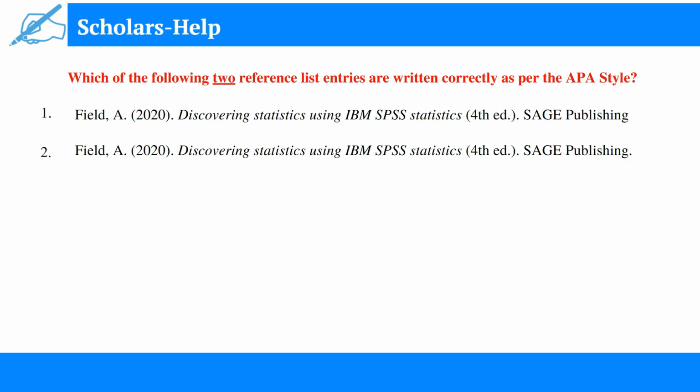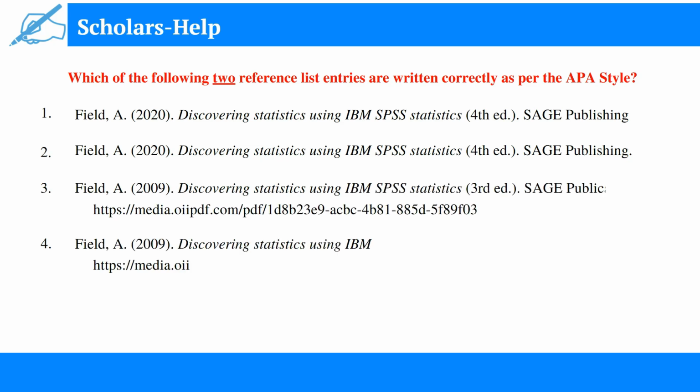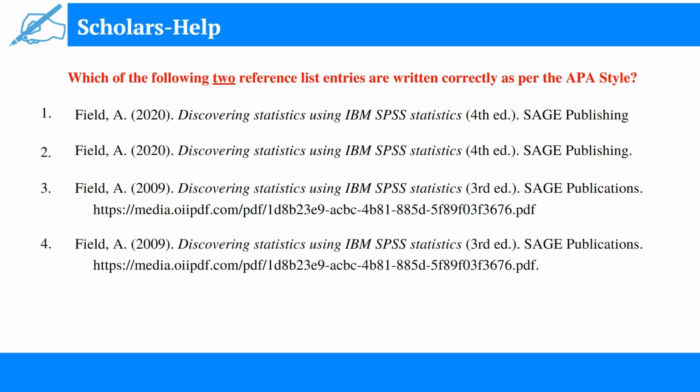Okay? Next, see the 3rd and 4th entries. These are also the same, that is, field A is the author. The date is 2009. Discovering Statistics using IBM SPSS Statistics, 3rd edition, is the title of the book, and Sage Publications is the source. Now, in the source, the URL of the source is also mentioned. The difference between the 3rd and 4th reference entry is that the 3rd entry ends without the full stop, whereas in the 4th entry, there is a full stop at the end.